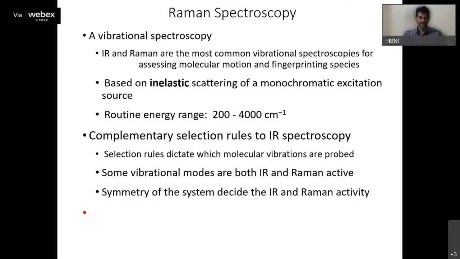Both IR and Raman give complementary information, and Raman is based on the inelastic scattering of monochromatic light, and this energy range is again the same, as we get vibrational modes below 4,000 centimeter inverse. The selection rule depends upon the molecular system which we are probing, and what its symmetry is. Symmetry decides whether a particular mode will be IR active or Raman active.